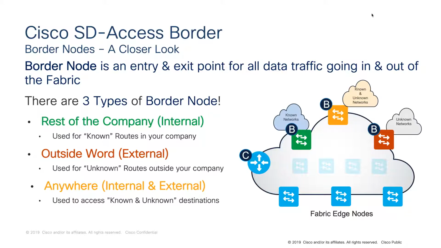The fabric border is also the device where the fabric control plane of local or different fabric sites exchange reachability and policy information. We have three types of layer 3 borders: an internal border, an external border, and an anywhere border.